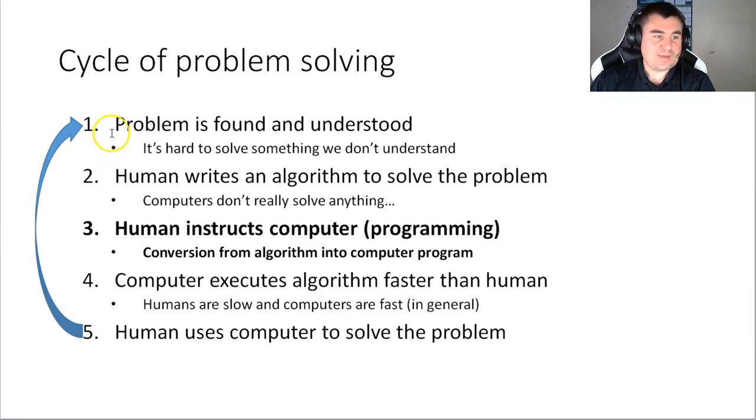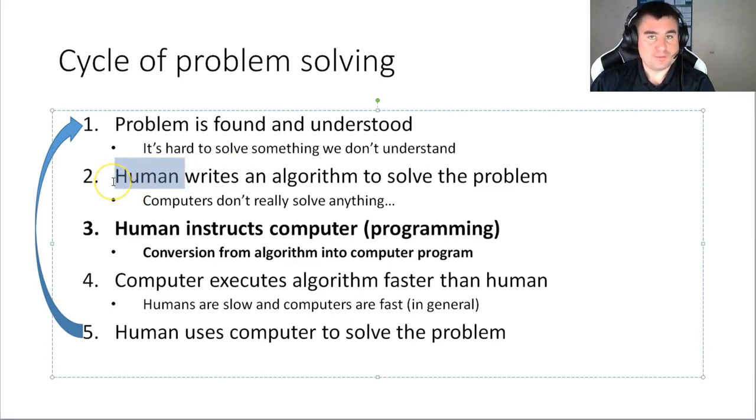The very first step is the problem needs to be first found, but most importantly understood. It is next to impossible to try to solve something if we don't understand what it is we're trying to solve. The next step is the human actually solves the problem with an algorithm, writes an algorithm to solve the problem. And mind you, human. No computers yet. Human must solve the problem. Computers don't really solve anything by themselves.